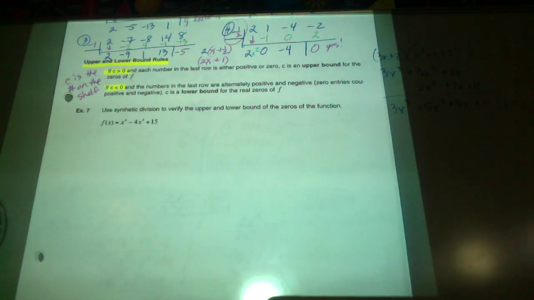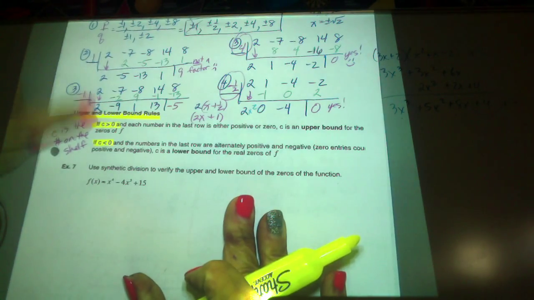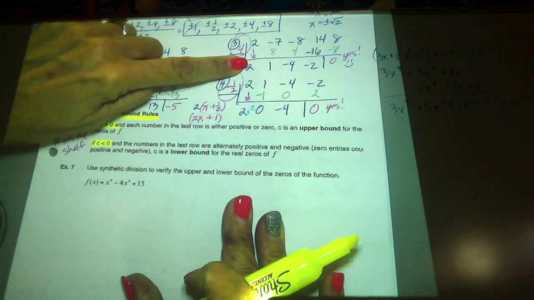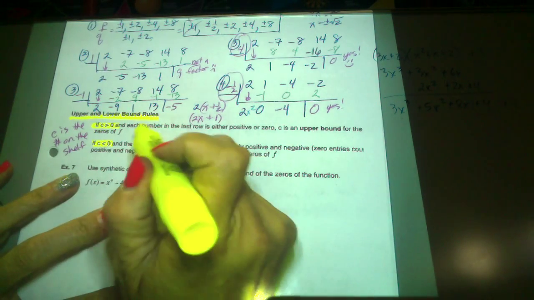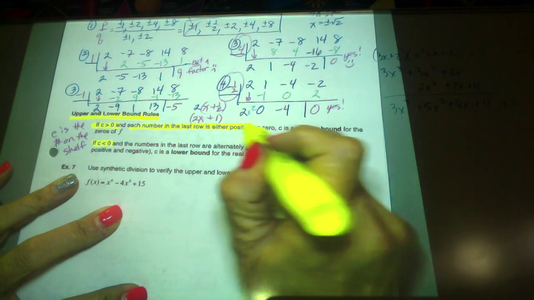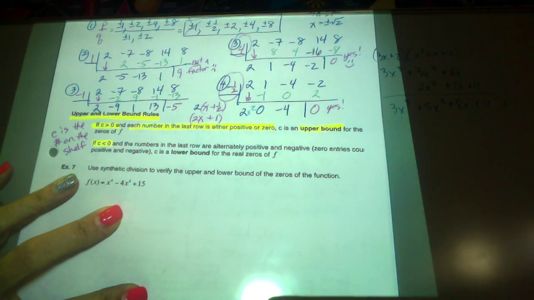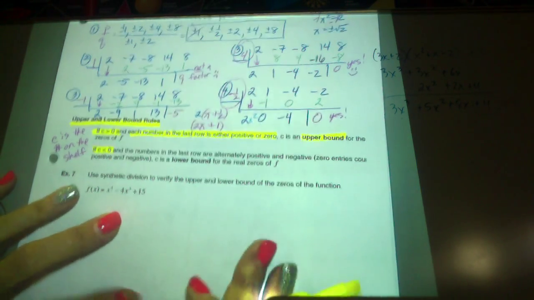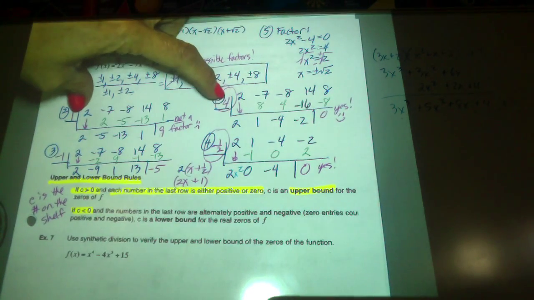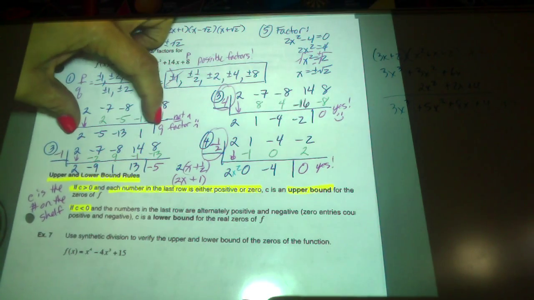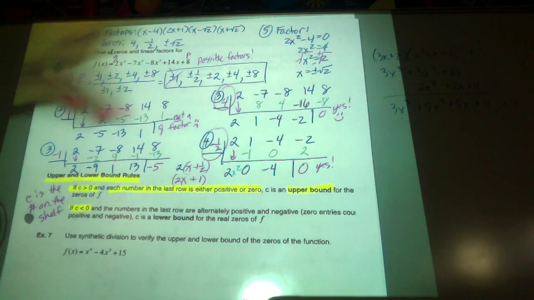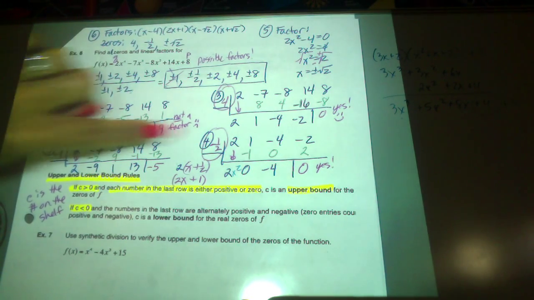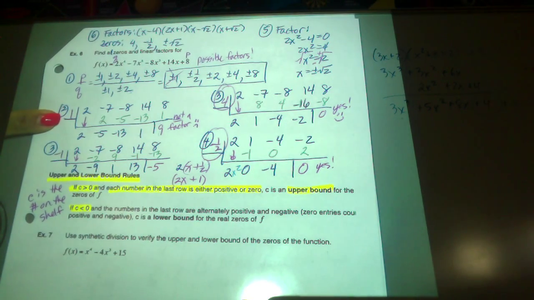So if c is positive, greater than 0, then what you're looking for is the last row of your synthetic division. Look at that very last row. If each number in the last row is either positive or 0, then c is an upper bound. So the only positive numbers I chose were 1 and 4. For 1, were all of these numbers positive or 0 in this bottom row here? No. So 1 is not an upper bound.